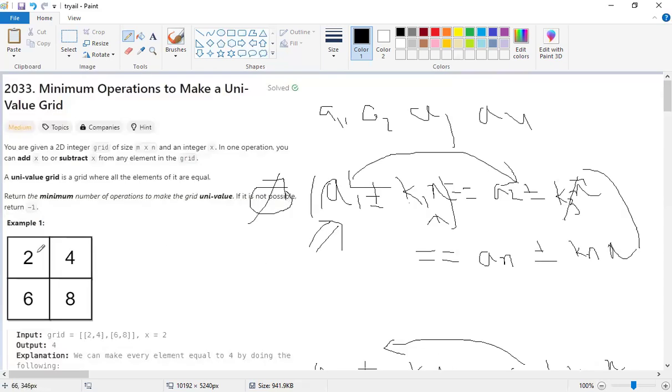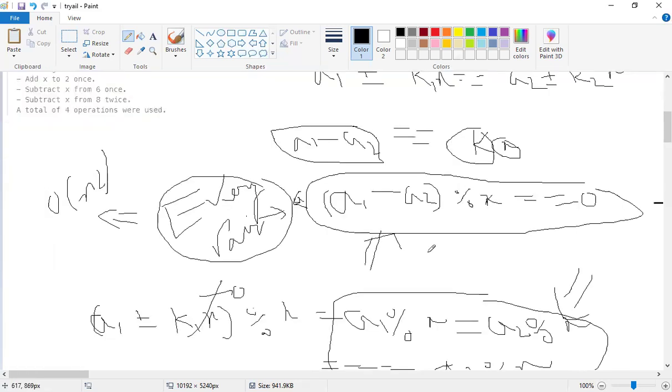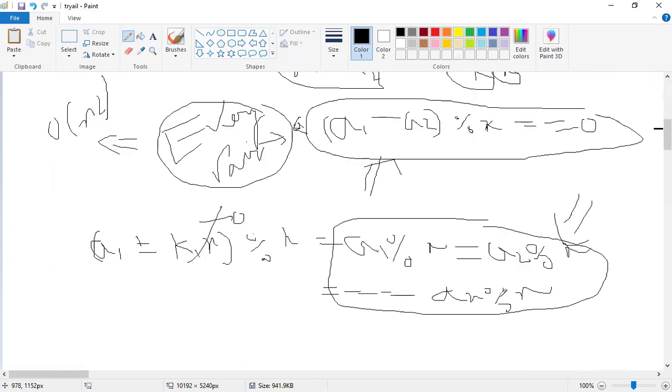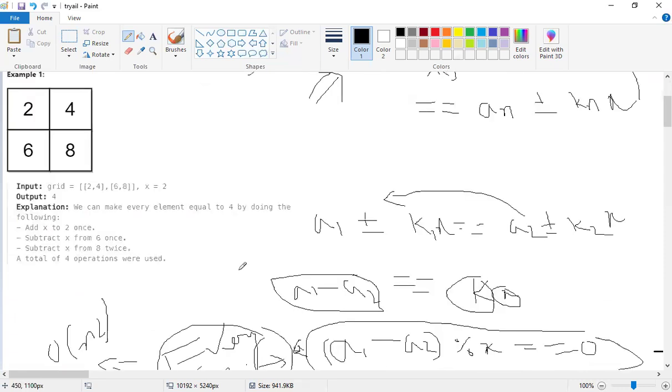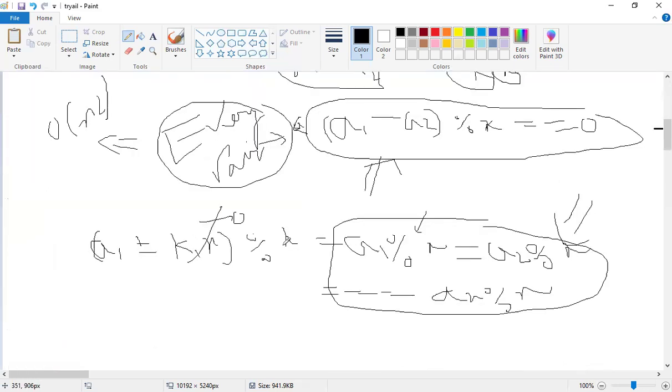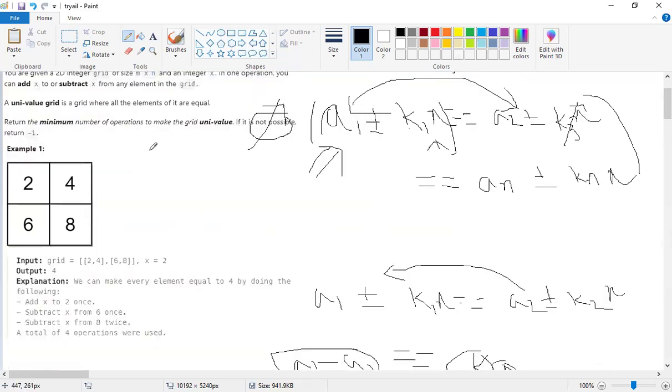This is the first part of the problem, where we want to know whether it is possible or not. If we find any such AN which does not satisfy this condition, then we will say, okay, this is not possible. Now let's go to the second part of the problem, in which we want to find the minimum number of operations.